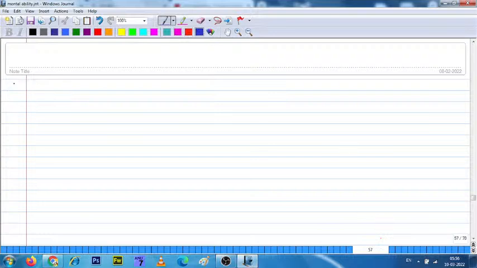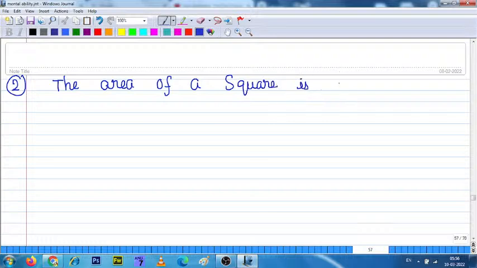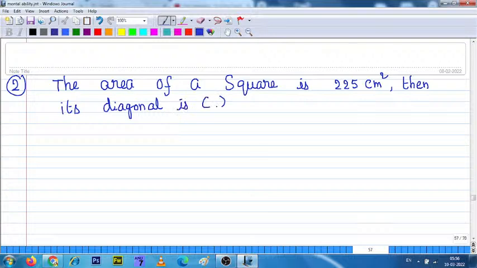Second question. Right. So now the area of a square, area of a square is 225 centimeter square. 225 centimeter square. Then its diagonal is, that means length of the diagonal of the square whose area is 225 centimeter square. That we need to find out.